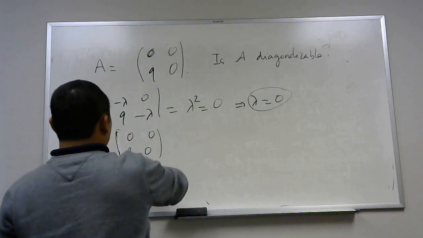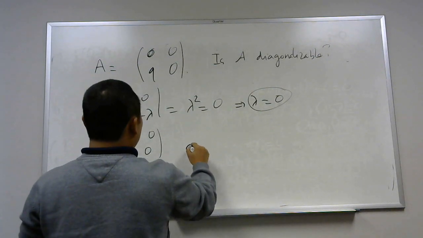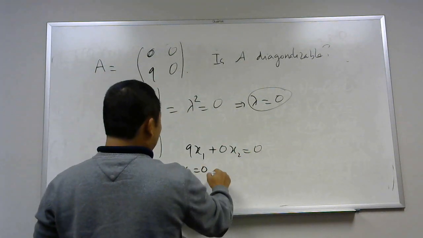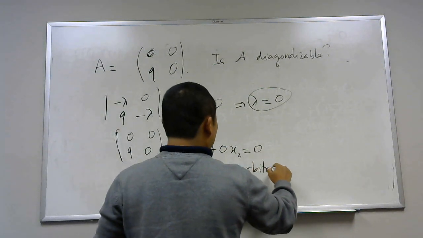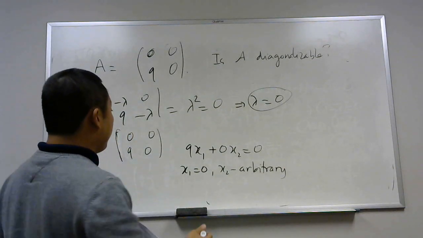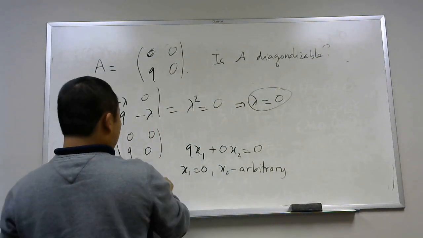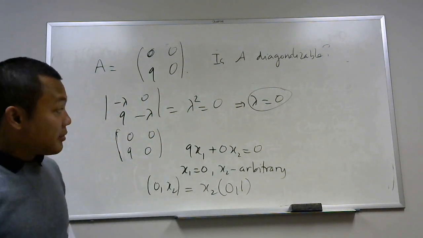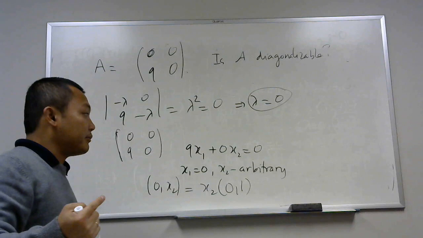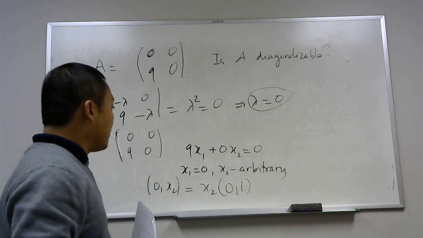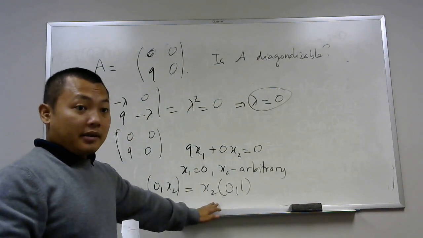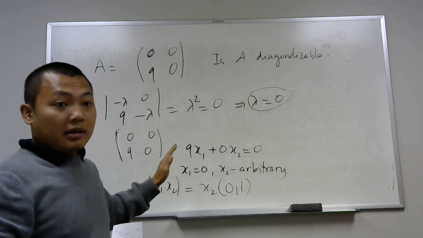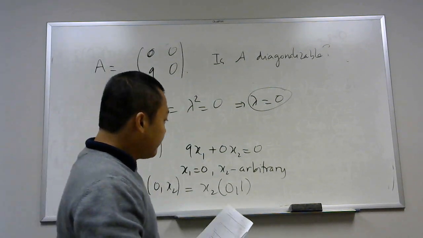And what does it mean? That means 9x1 plus 0x2 equal to 0. That means x1 is 0 and x2 arbitrary. So you can write eigenvectors for 0. That is 0 and x2, and that is x2 times 0 and 1. So what does it mean? This matrix has only one eigenvalue. Multiplicity of this eigenvalue is 2, but the dimension of the eigenspace for that eigenvalue is equal to 1, which is less than 2. So this matrix is not diagonalizable. Okay?